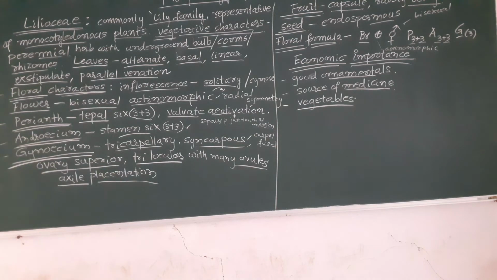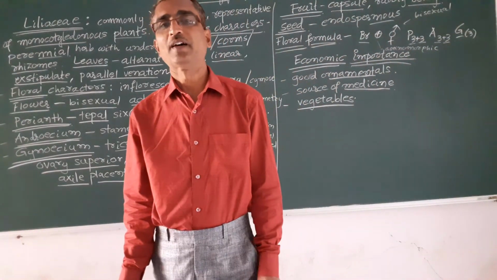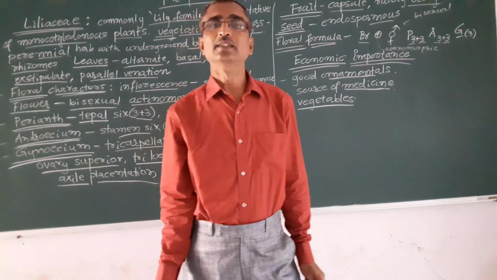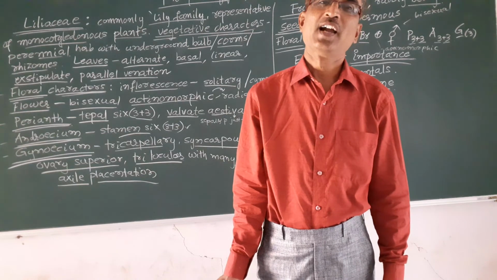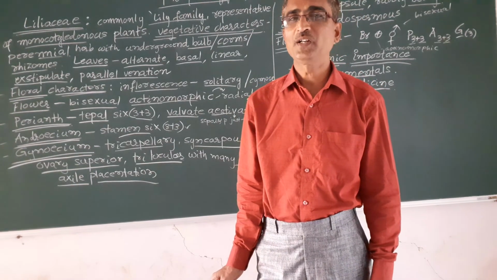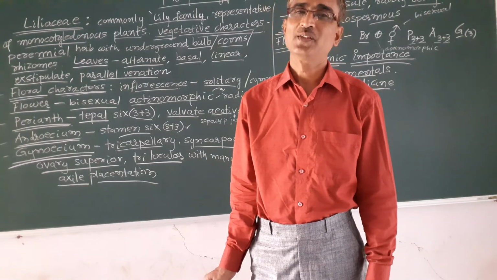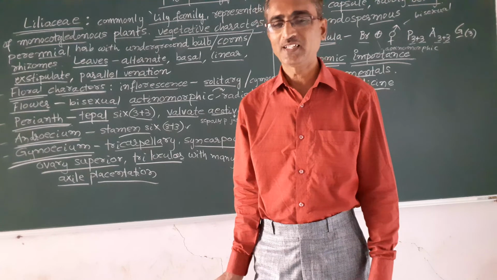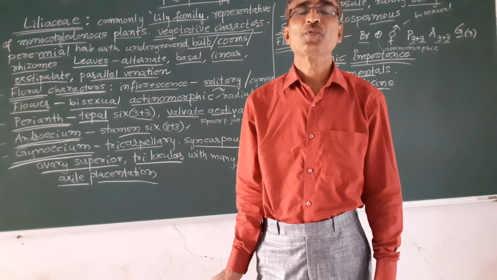So that was about the structure of a flower, and we discussed the leaf, venation, the arrangement of leaves, and different types of leaves. That is all about the fifth chapter, the morphology of flowering plants.